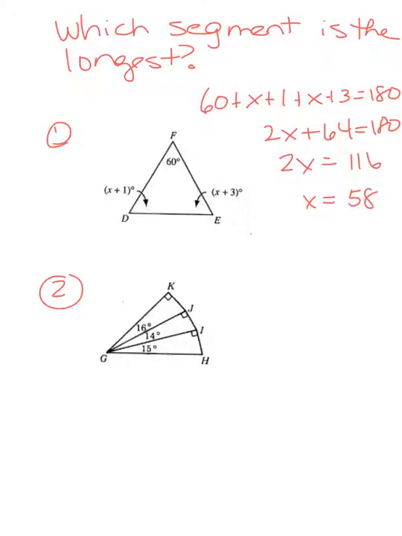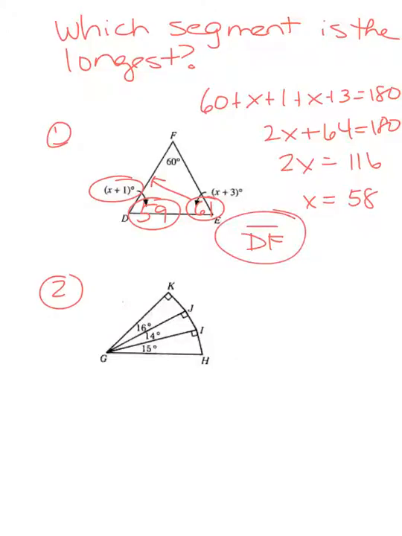So let's find the measures of the other angles. If this is x plus 1, then the measure of this angle is 59, and x plus 3 would give me 61. So my three measures of the angles are 60, 59, and 61. So since 61 is my largest angle, my side across from it, segment DF, is going to be my longest side. Let's look at number 2.